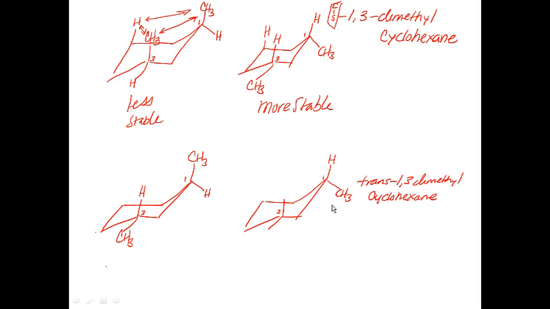Over here, where would the second methyl go on carbon 3 to make trans? Would it go axial or would it go equatorial? If you said axial, you're correct. Because now this methyl group is above the plane of the ring, and this methyl group is below the plane of the ring.